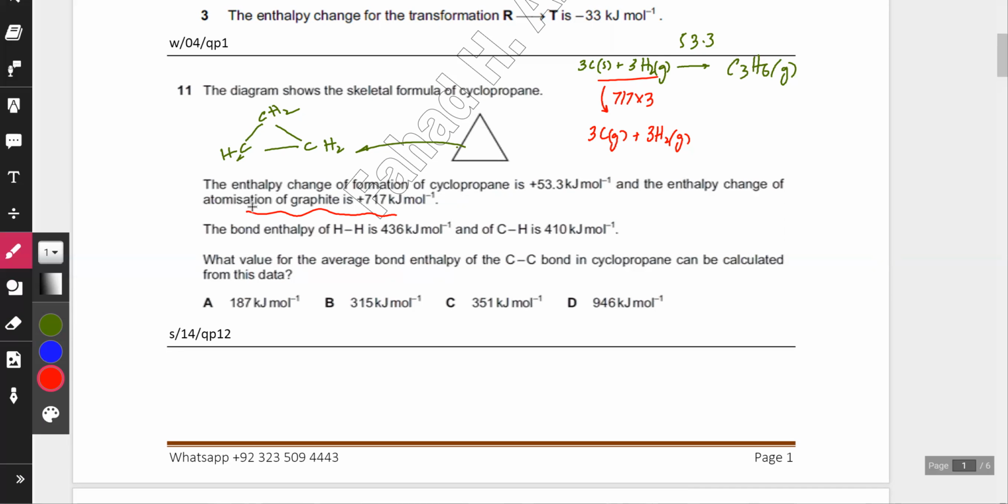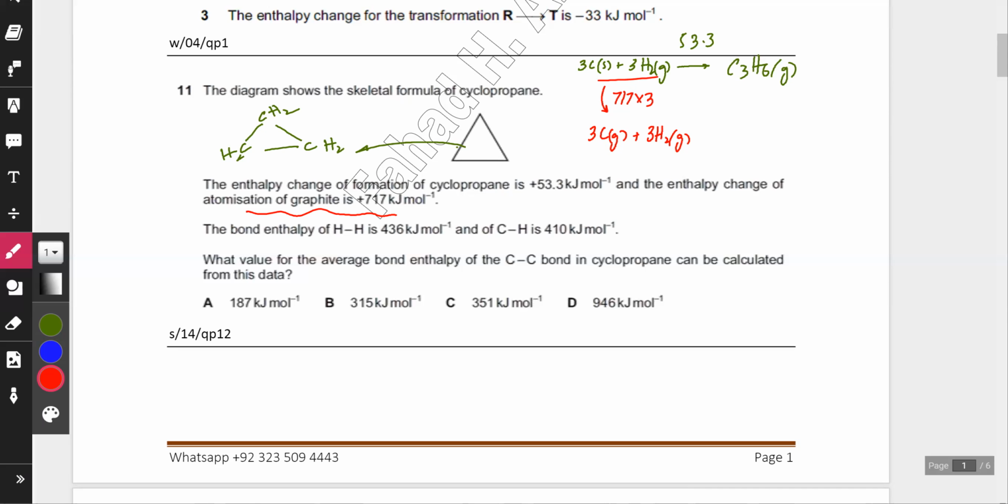Enthalpy change of atomization is for one carbon. Enthalpy change of atomization is when a solid element, or whatever element in its standard state, turns into gas. So now, is this part clear? Is this fine? Now after that, he's saying that the bond energy of HH is 436.